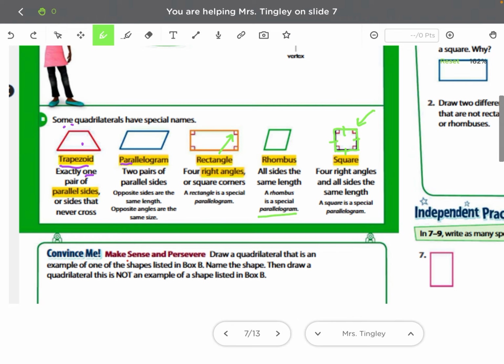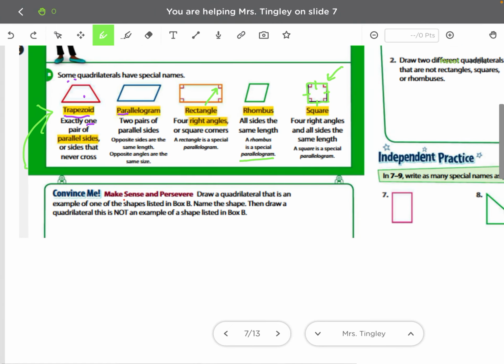Now let's look at the convince me part. Draw a quadrilateral that is an example of one of the shapes listed in box B. Name the shape. Then draw a quadrilateral that is not an example of a shape listed in box B. So remember, a quadrilateral has 4 sides. So if I drew a shape like this, it has 4 sides and 4 angles. That is a quadrilateral. And I know this is a rectangle because it has 4 right angles. So I'll label it. Maybe you have a different shape.